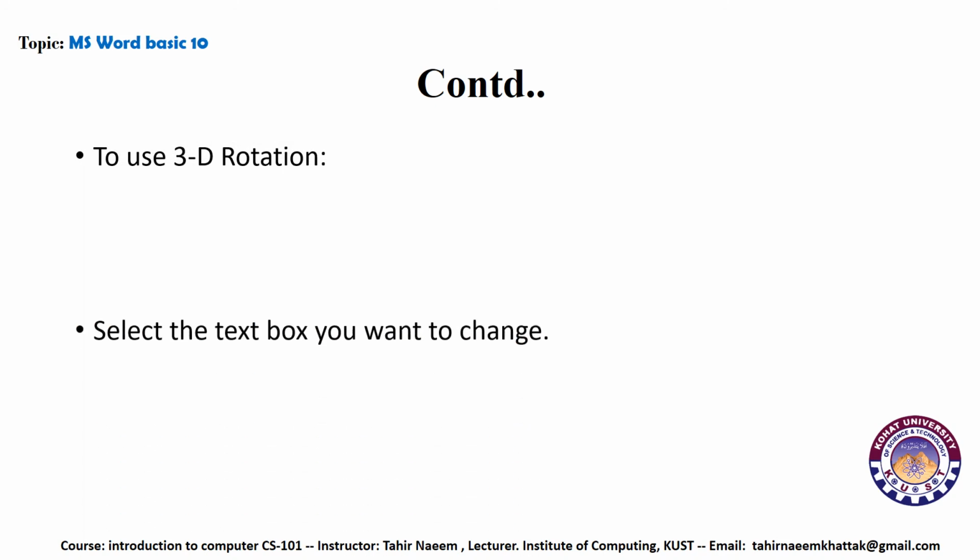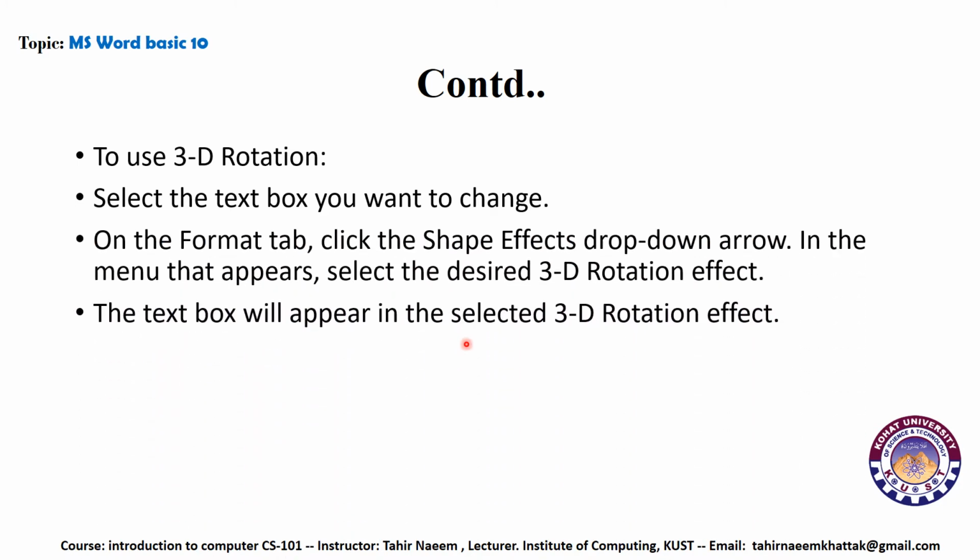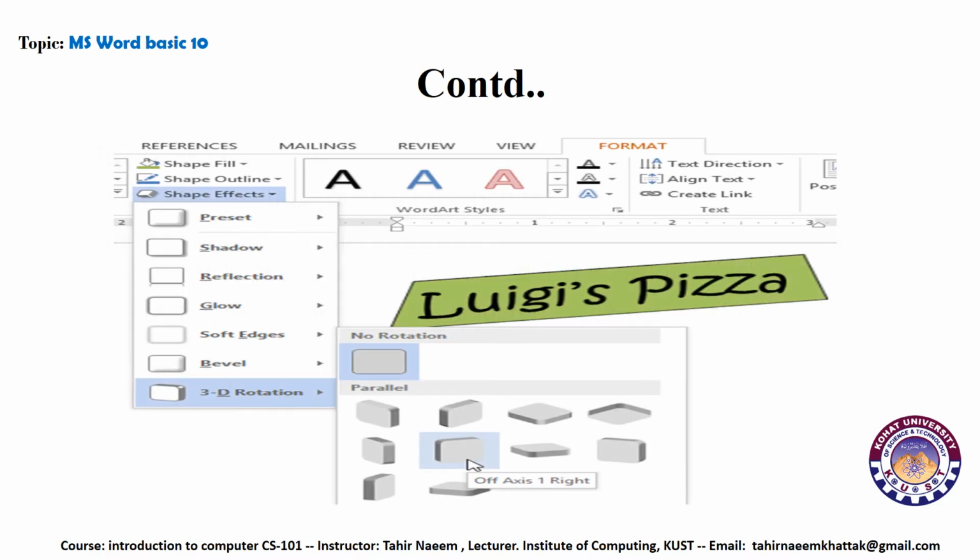To use 3D rotation, select the text box you want to use. On the format tab, click the shape effects drop down arrow. In the menu that appears, select the desired 3D rotation effect. The text box will appear in the selected 3D rotation effect. As you can see, here we have selected no rotation, and no rotation will be applied.